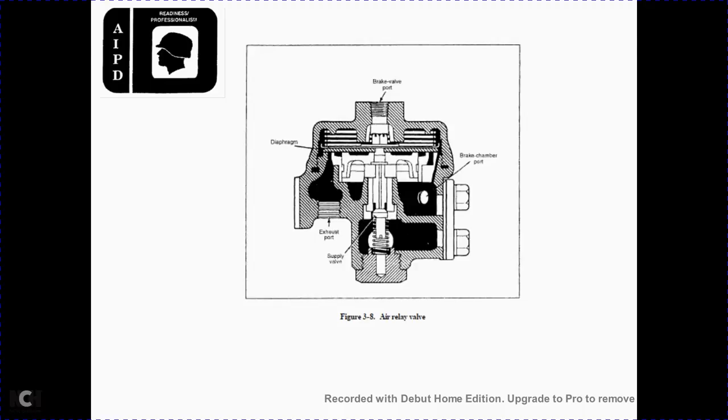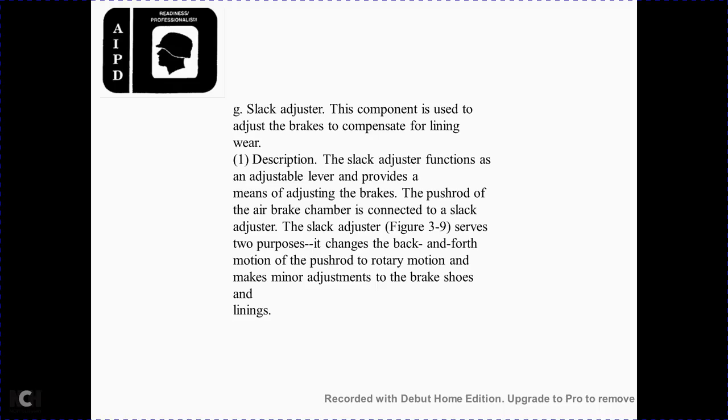the supply valve, the exhaust port and the diaphragm. Slack adjuster: the component used to adjust the brakes to compensate for wear. The slack adjuster has an adjustable lever to provide the means of adjusting the brakes. The push rod of the air brake chamber connects with the slack adjuster.